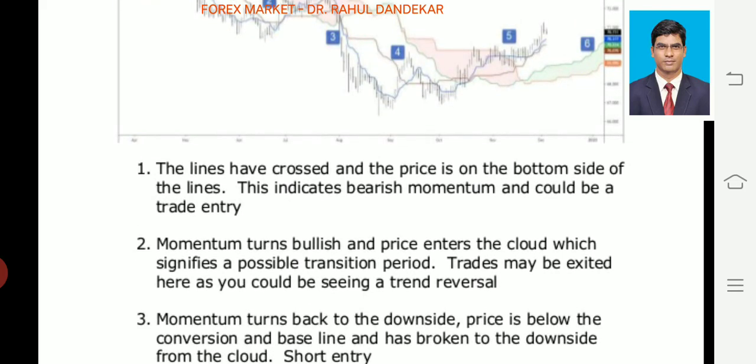3. Momentum turns back to the downside. Price is below the conversion and baseline and has broken to the downside from the cloud, short entry.